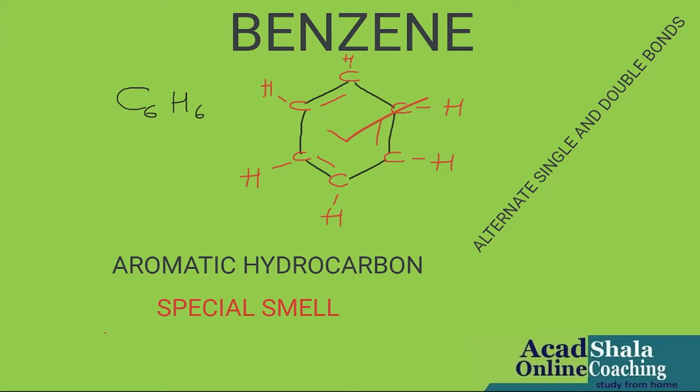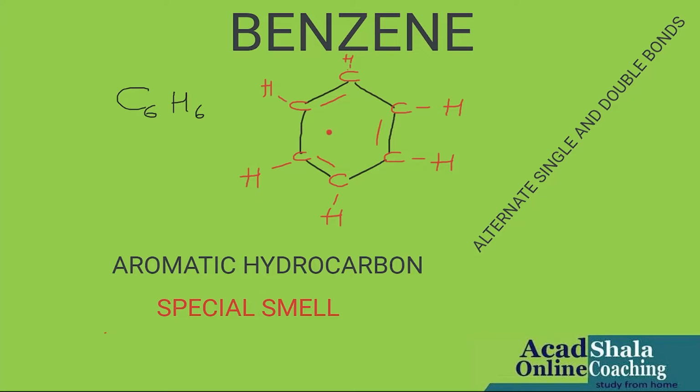Because in this cyclic structure, I have single bond, then double bond, then single, then double, then single, then double, then single. Are you seeing it, children, over here? Double, single, double, single, double, single. So if I see this carbon, how many bonds were there before? I will say 1, 2, 3 and one more is there.